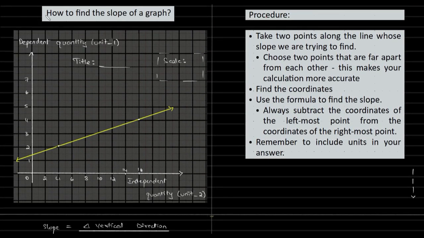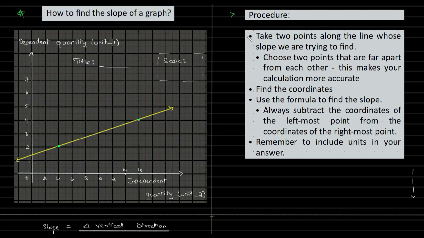So how to find the slope? Well, say this is a graph that is given to you and they'll ask you to find the slope. The procedure is over here. Take 2 points along the line whose slope we are trying to find. This is a small tip. Choose 2 points that are far apart from each other. This makes your calculation more accurate. So whenever you're trying to find the slope of a straight line, take 2 points which are a bit far, like say these 2 points.